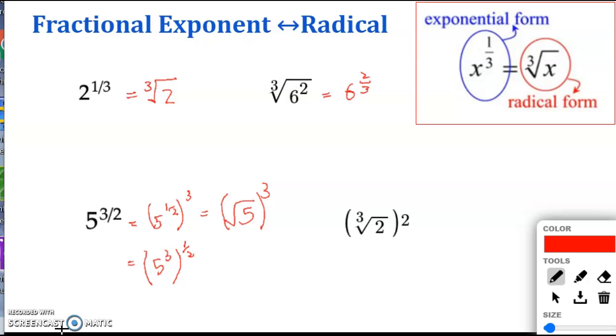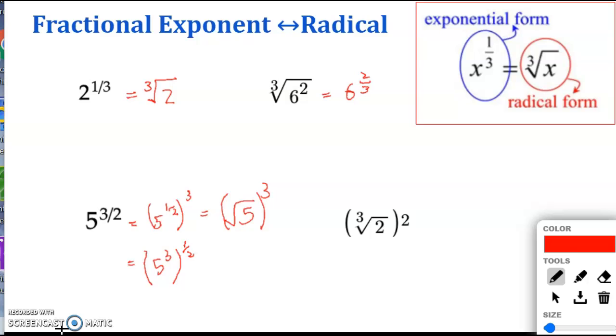Where we left off, we were doing this problem, 5 to the power of 3 over 2. We can represent 5 to the power of 3 over 2 as 5 to the power of half, all raised to the power of 3, because half times 3 is 3 over 2. Or we could represent that as 5 to the power of 3, all raised to the power of half, because 3 times half again is 3 over 2.